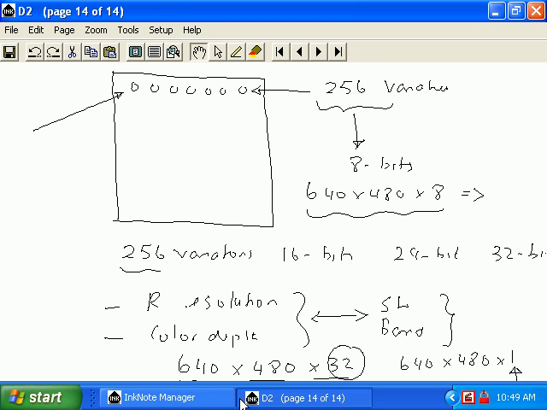It is not always necessary to set the image color variation as 32-bit because the human eye cannot distinguish or detect the difference between various variations of the color. Now let us look at some of the implications of the storage requirement of images.